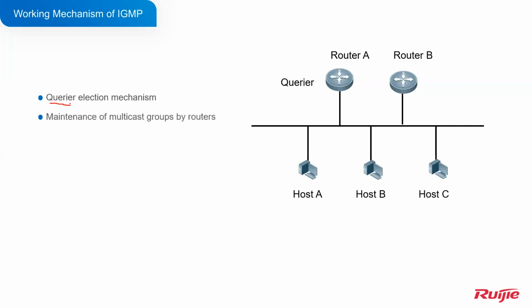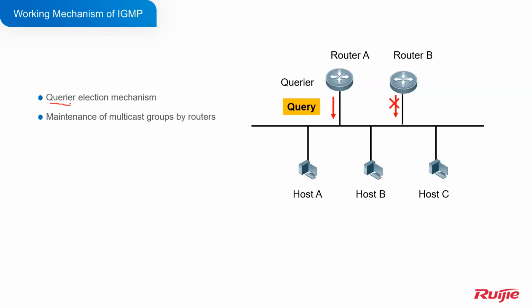And the next is the maintenance of multicast groups by routers, right? Because routers should maintain a list, or a table. And in this table, you can find the receivers and the source they prefer. As you can see in this figure, the routers will send the query message to the hosts to ask each host which group you prefer.